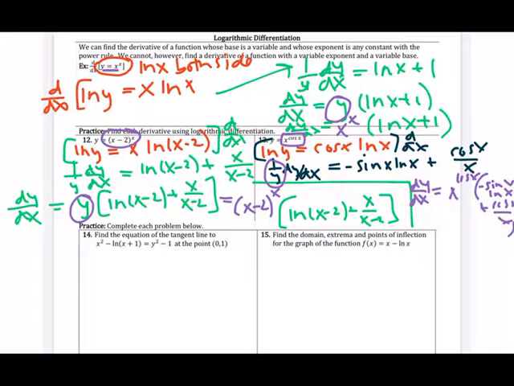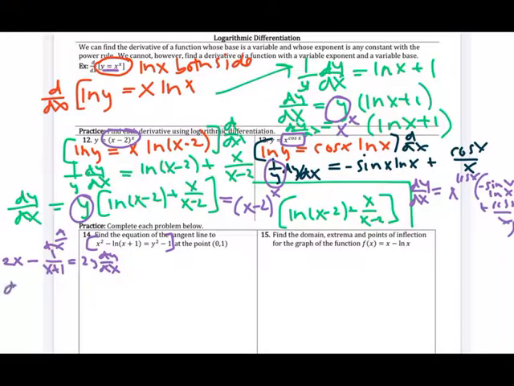Okay, for these last three problems, 14, 15, and 16, what I want to do is just kind of refresh some skills from previous chapters now using what we know about natural log. So 14 says, find the equation of the tangent line to that implicit function at the point (0, 1). So the very first thing we need to do is we need to take the derivative with respect to x. So that's going to give me 2x minus 1 over x plus 1, that's the derivative of natural log, equals 2y dy dx minus 0.